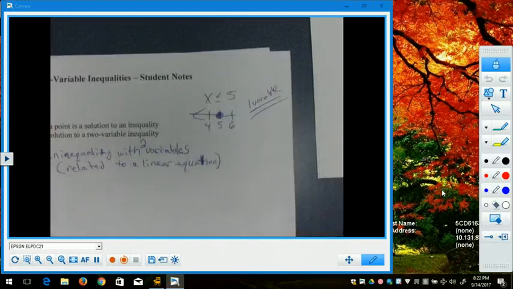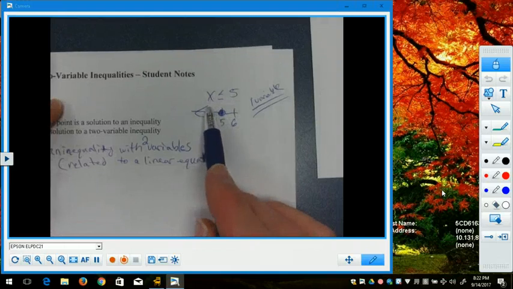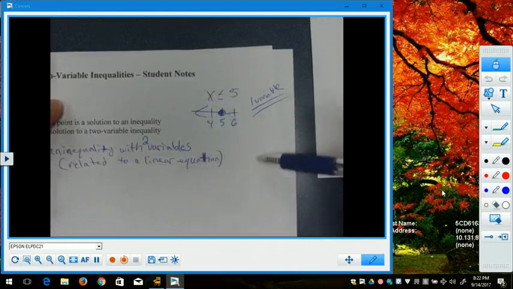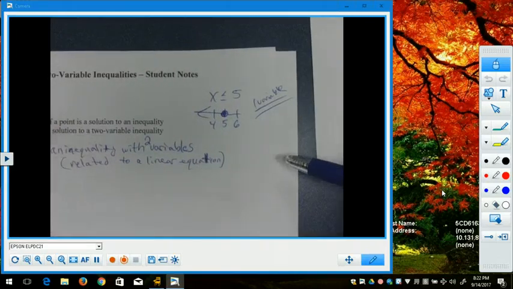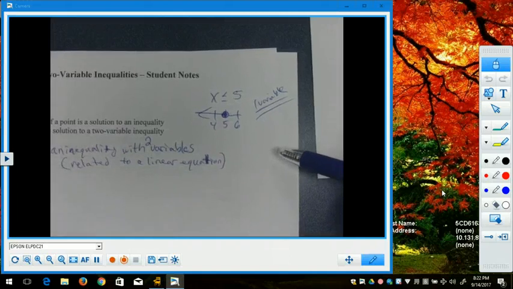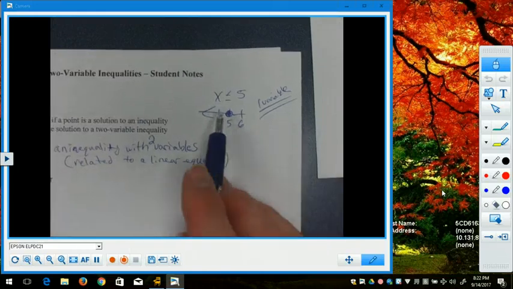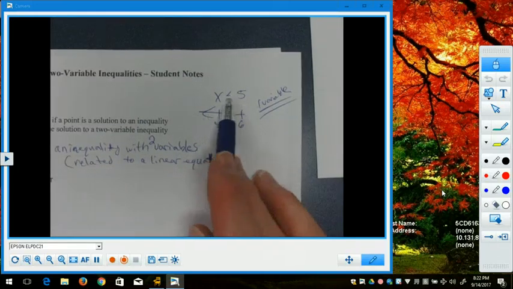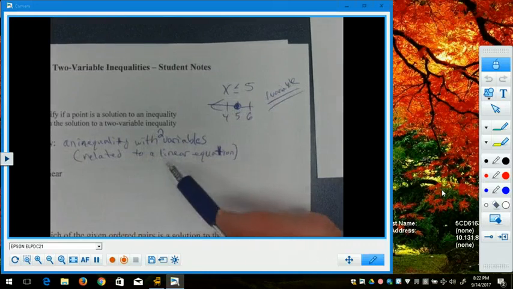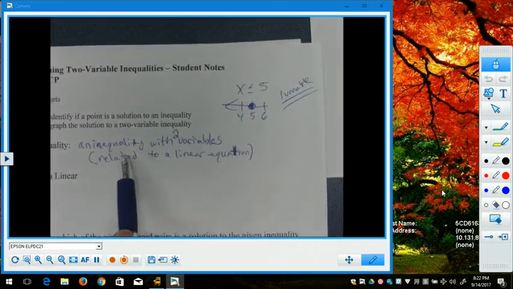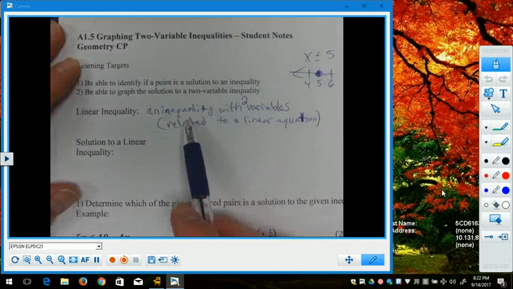Now, we may have them in a two variable system where it's related to the x equals a number equation, the vertical line here. So you need to pay attention. If there's a system of inequalities, then that's a little bit different. But for right now, we're not looking at a system. We're looking at individual ones. So if you have one variable, you're going to do this. If you have two variables, you're going to be doing what we're about to do for graphing.